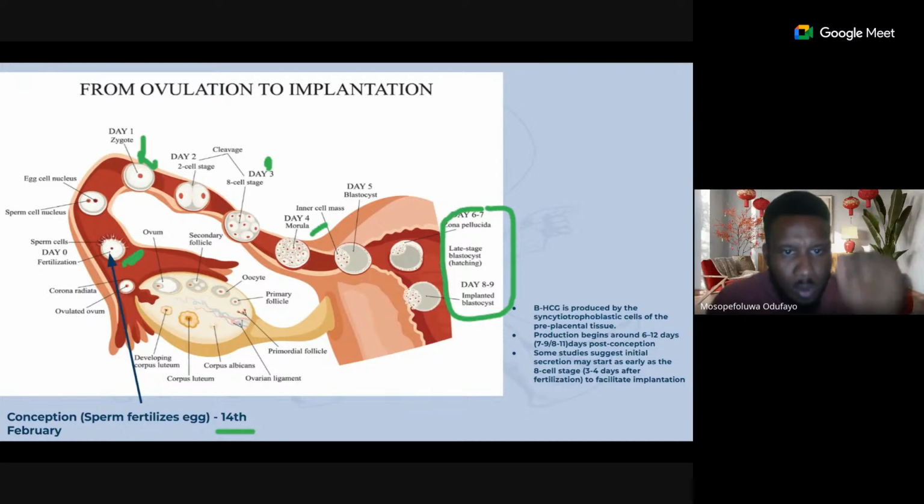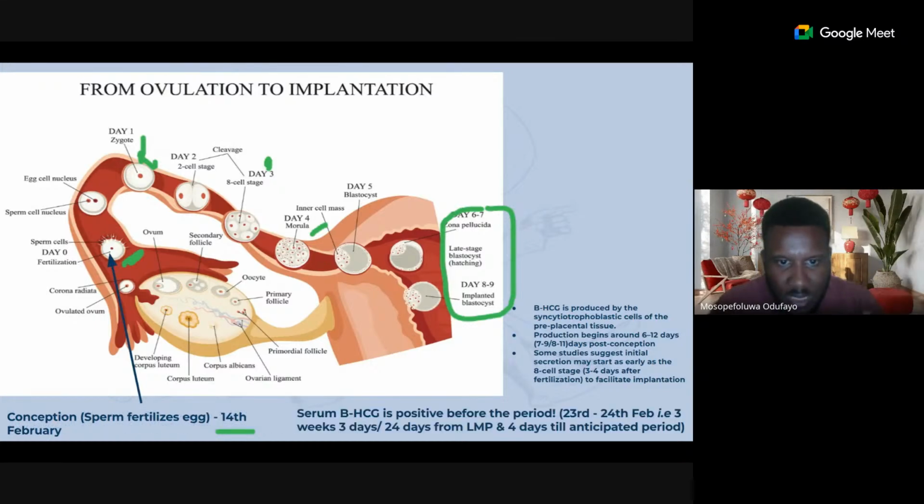So what I want you to always have in mind is that 6 to 12 days post-conception, that's about 1 week and some days post-conception, is when beta HCG is positive. Conception is when the sperm met the egg, and that will be like 2 weeks after the last menstrual period. Beta HCG will be detected first in the blood and then in the urine, and can be used for early pregnancy tests around this period. Around this period, we might not even see the baby yet on the ultrasound scan. But let's move forward. And so serum beta HCG will be detected around 3 weeks after.